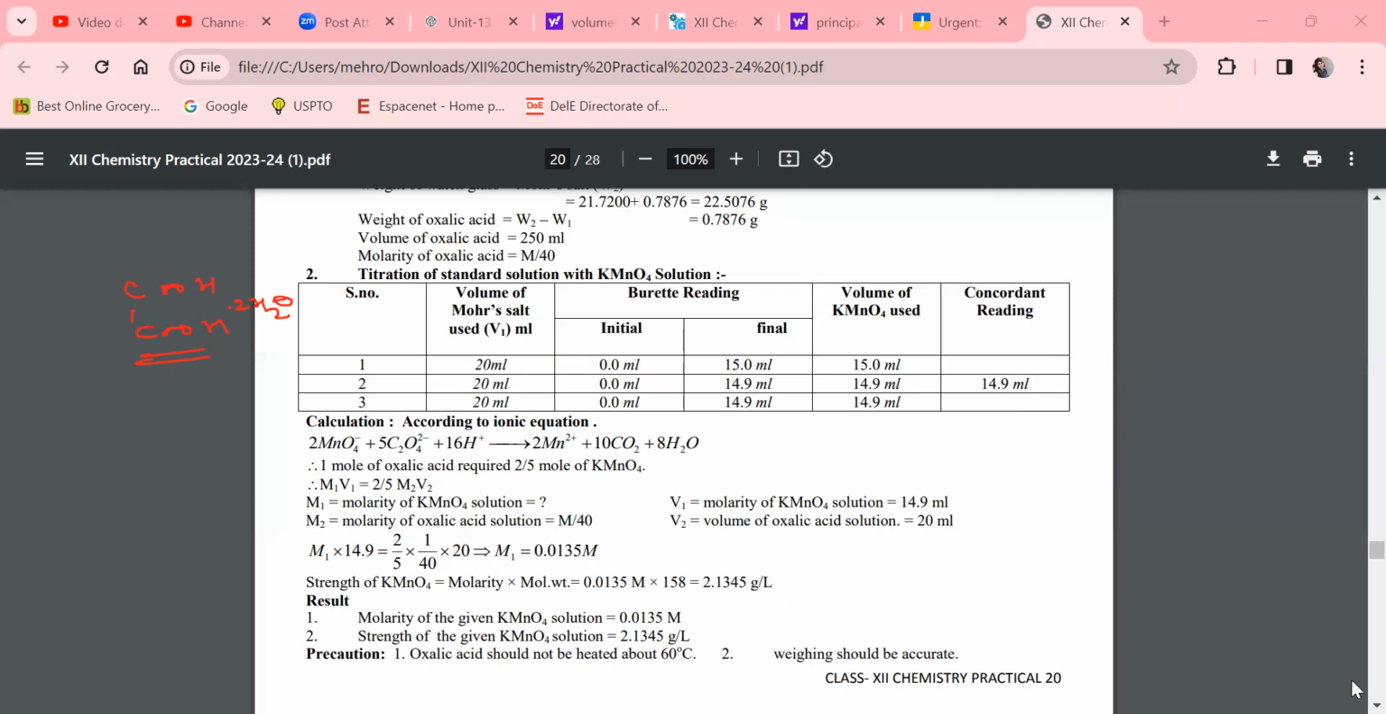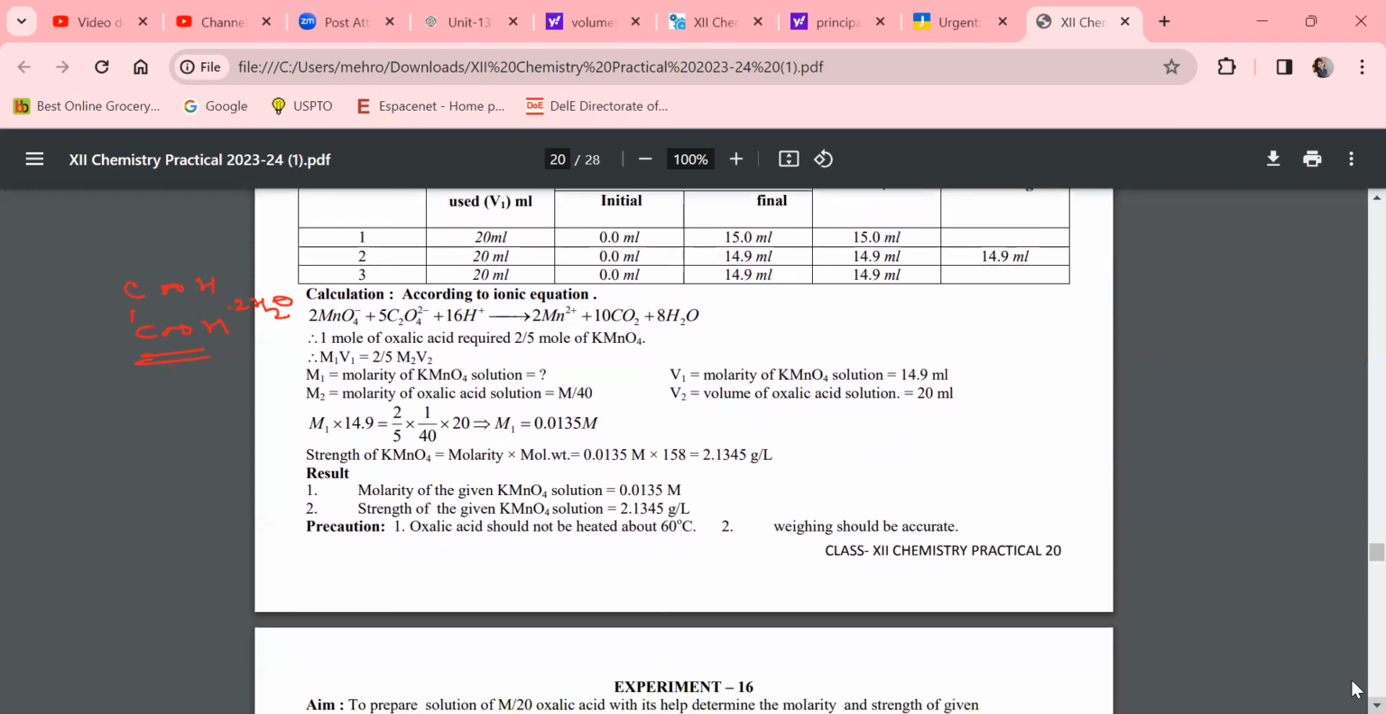Now, when you do the titration experiment, in the last you have to do the calculation to find out its molarity and strength. First, you will write the ionic equation. And here you just find out that for 1 mole of oxalic acid, you will require 2/5 mole of KMnO4. Here it is 5 moles of oxalic acid and you are using 2 moles of KMnO4. When it is 1, then it becomes 2/5. Okay. So by the ionic equation, you can calculate how many moles of oxalic acid will react with how many moles of KMnO4.